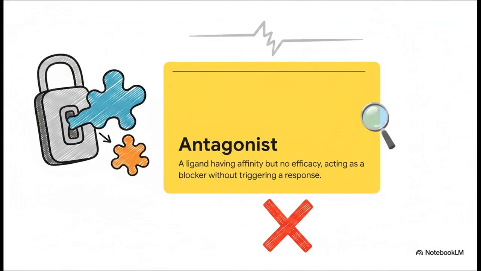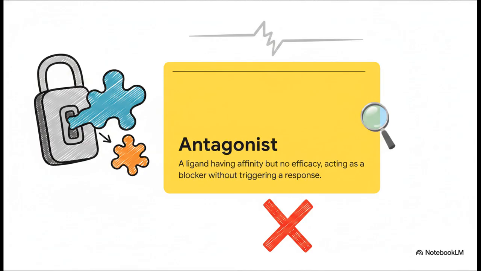But an antagonist? That's a lot more like a cellular bouncer. It jams its way right into the lock, but doesn't turn it. It completely prevents anything else from getting in. It definitely has the affinity to grab the receptor, but absolutely zero efficacy.